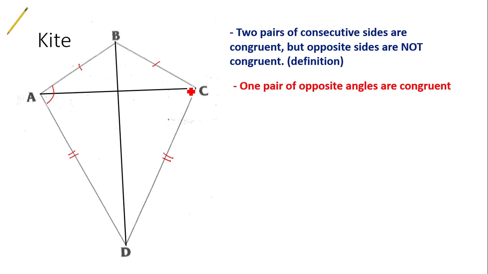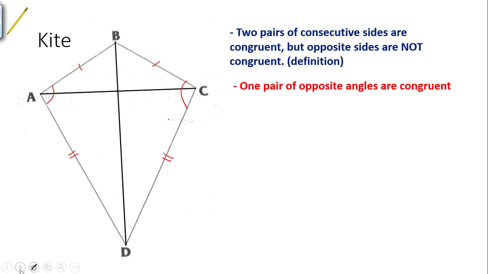Also in a kite, one pair of opposite angles will be congruent. This big angle A here and the big angle C, they would be congruent to each other. Angle B and angle D will be different simply because angle D is sort of stretched out farther down there, and that's going to make it a smaller angle.